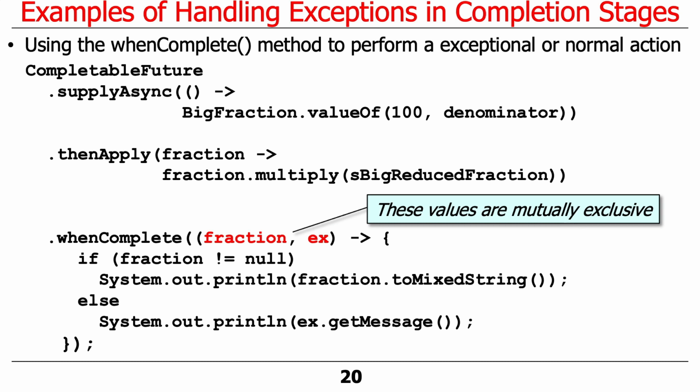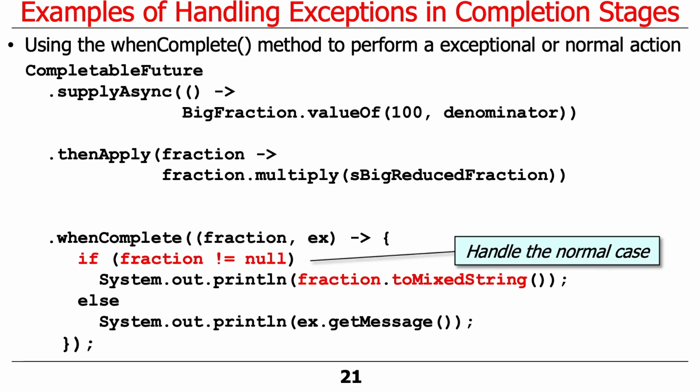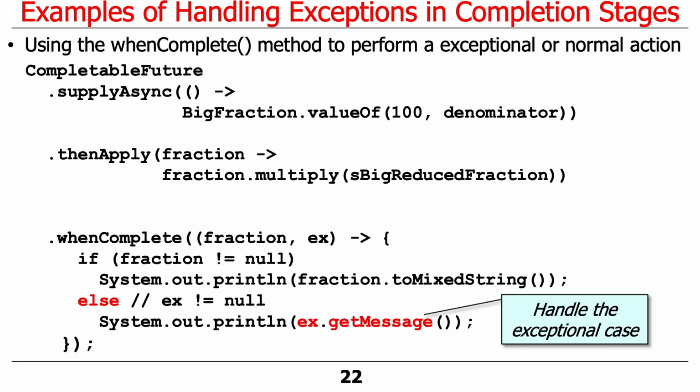These values are mutually exclusive. Only one is ever non-null at a time. In this case, if fraction is non-null, we print the mixed string. Otherwise, we print out the exception message, because every exception should have a message that says what went wrong. So you can basically think of whenComplete as essentially like peek in streams. It's just a way to log or note what happened.